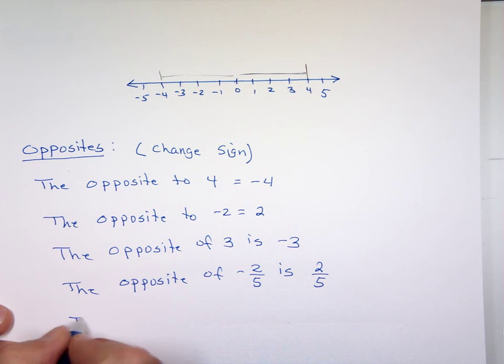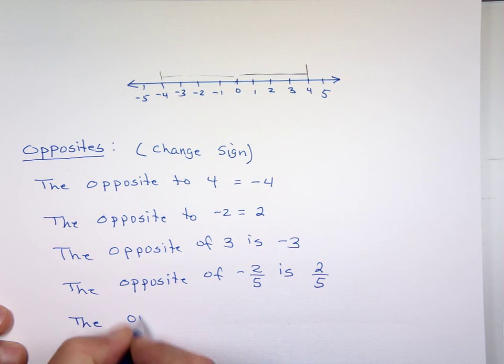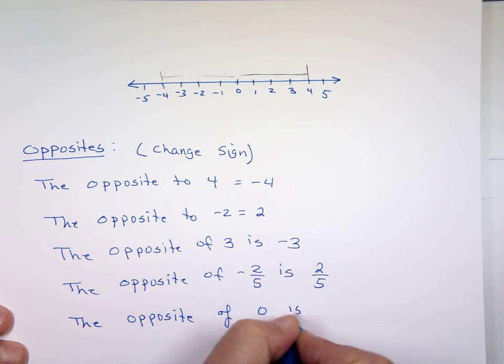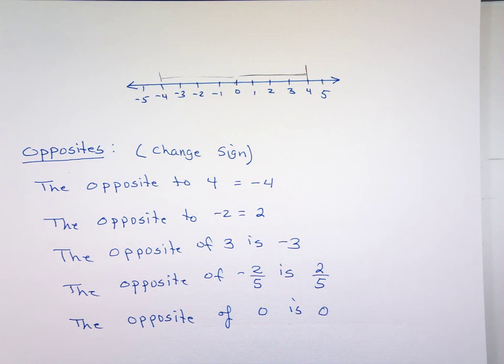The opposite of 0 is what? 0 does not have a positive and negative, so the positive 0 is also 0. So that's what opposite is. Change the sign.